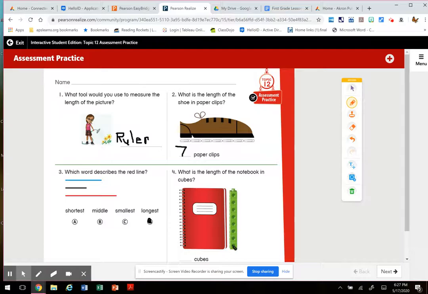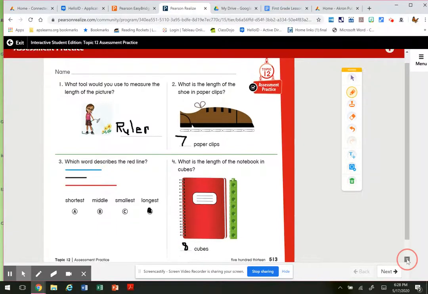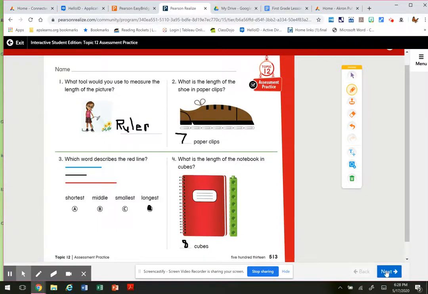So let's count the cubes. 1, 2, 3, 4, 5, 6, 7, 8. This notebook is 8 cubes long. Okay, let's move on to the next screen.